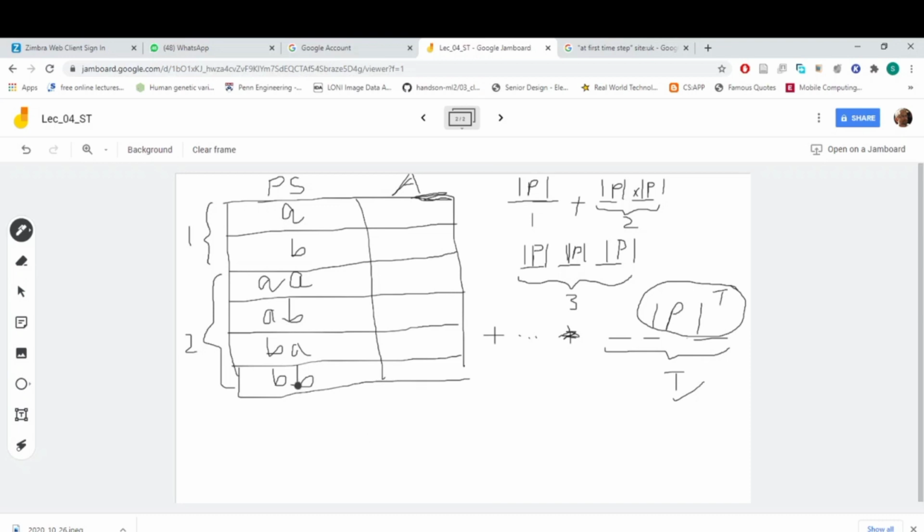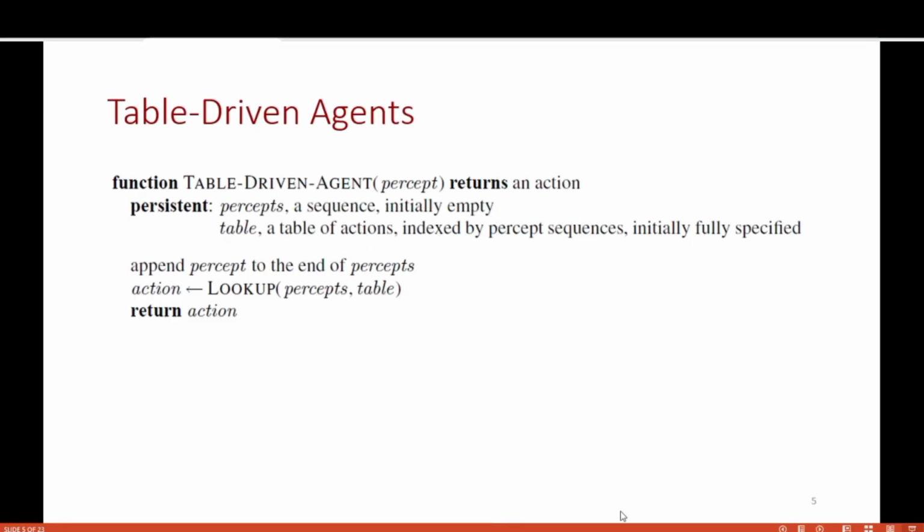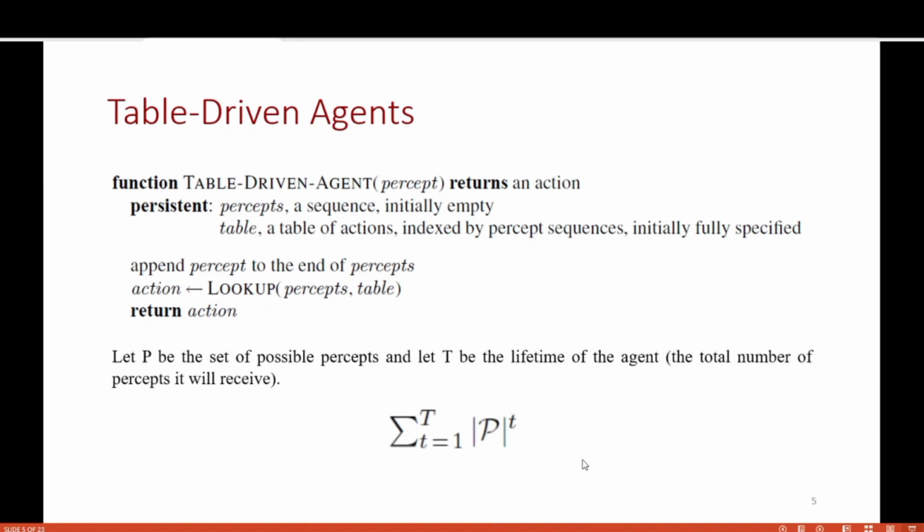And if you write this summation in condensed form, then it is the summation of cardinality of P raised to I, and I am using this index variable I, and I should run from 1 to T. So this is the table size in terms of number of entries. Okay, so I have reproduced this result here, that you must have these many entries, right?